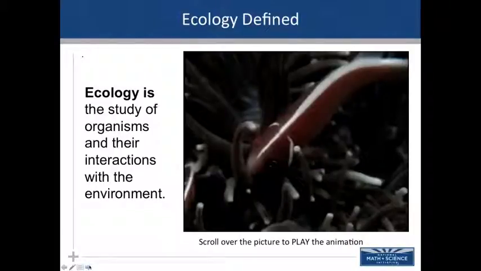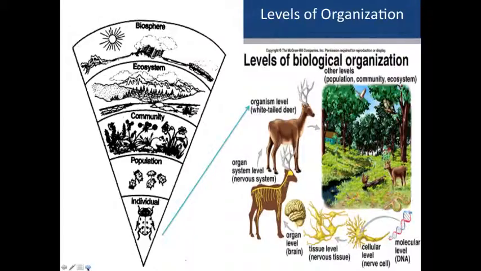So again, when we look at ecology, we're looking at how organisms interact with their environment. And we're looking at the abiotic factors, things that are not living, such as water salinity, oxygen in the atmosphere, dissolved oxygen in the water, nutrients available, and the biotic factors, other organisms.